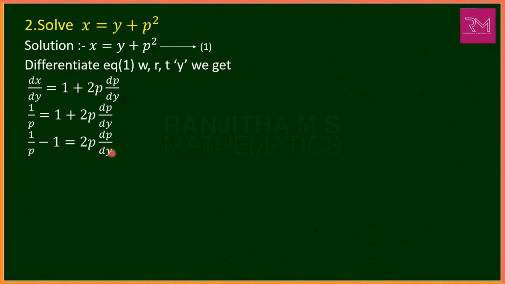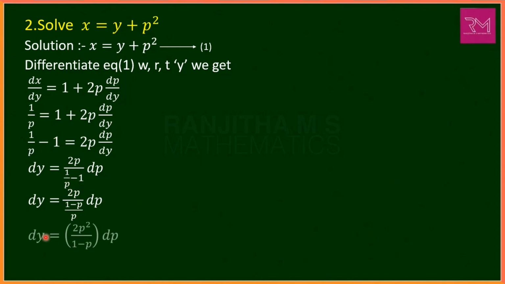Next step, take this y to the left hand side and 1 by p minus 1 goes to the right hand side. That becomes dy equal to 2p divided by 1 by p minus 1 into dp. Here take LCM as p and simplify, we get dy equal to 2p divided by (1 minus p) divided by p into dp. This p goes to the numerator, we get dy equal to 2p square by 1 minus p into dp.